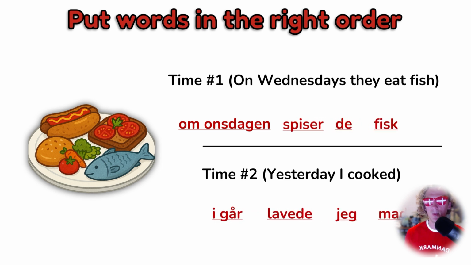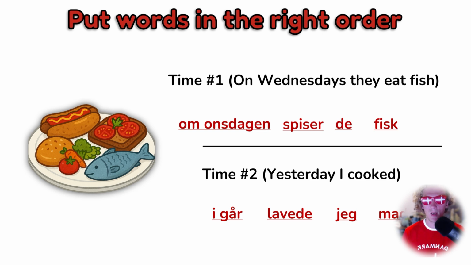And this is how it's supposed to look. So first sentence is om onsdagen spiser de fisk. Om onsdagen, time, spiser, verb, de, subject, fisk, object. Second example, i går lavede jeg mad. Yesterday I cooked food. I går lavede jeg mad. Time, verb, subject, object.